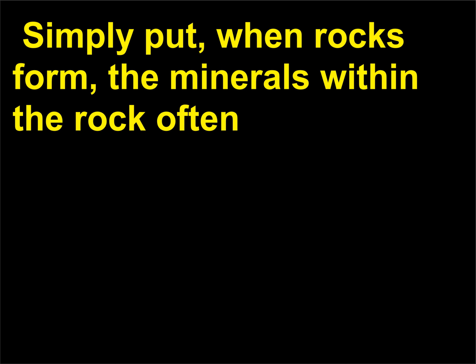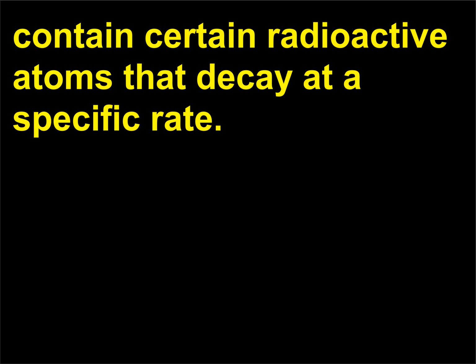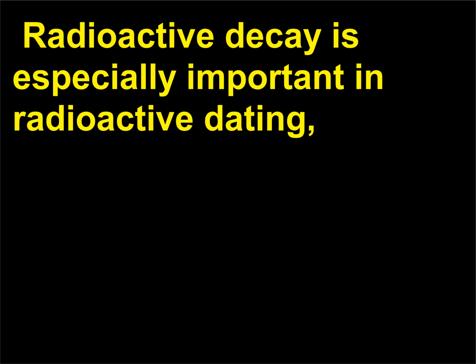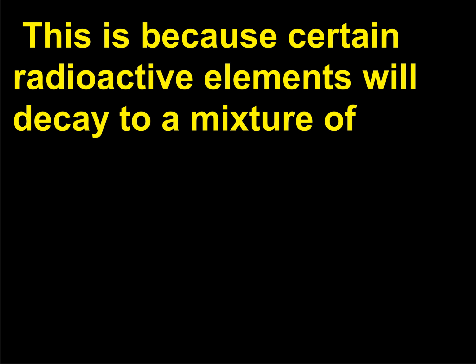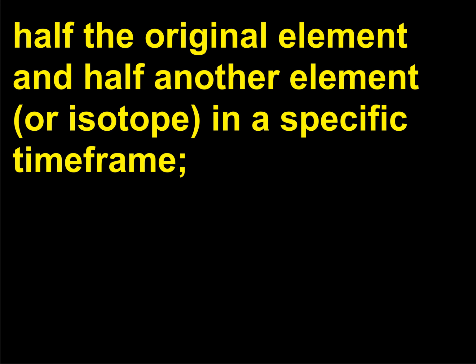Simply put, when rocks form, the minerals within the rock often contain certain radioactive atoms that decay at a specific rate. Radioactive decay is especially important in radioactive dating, in which the original and decayed radioactive elements are used to determine the age of the rock. This is because certain radioactive elements will decay to a mixture of half the original element and half another element, or isotope, in a specific time frame. This is also called the half-life of the original element.